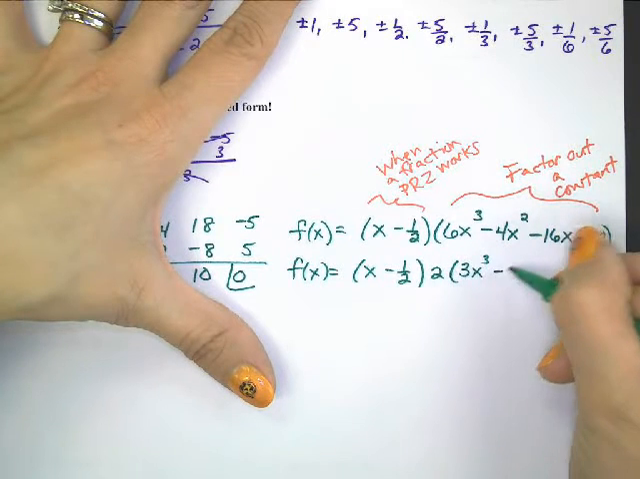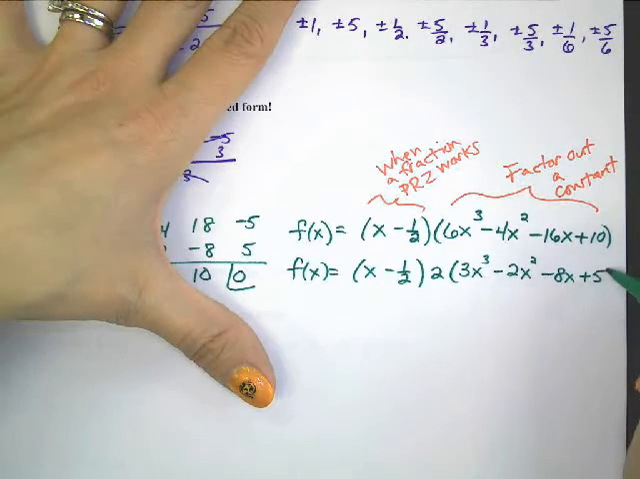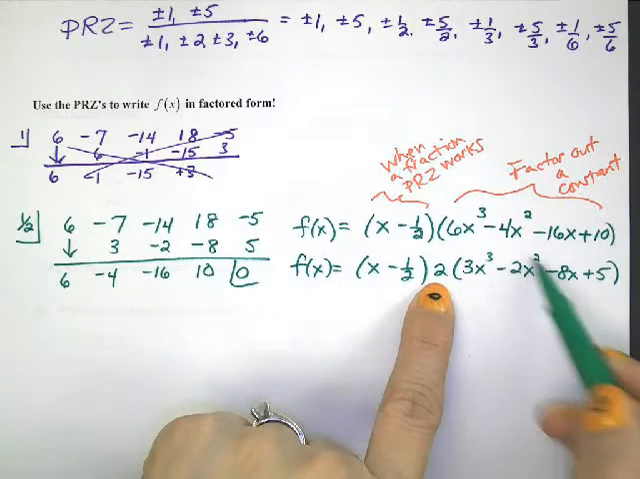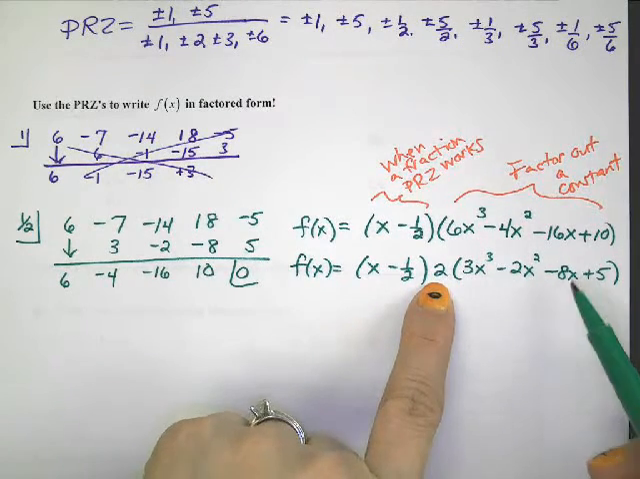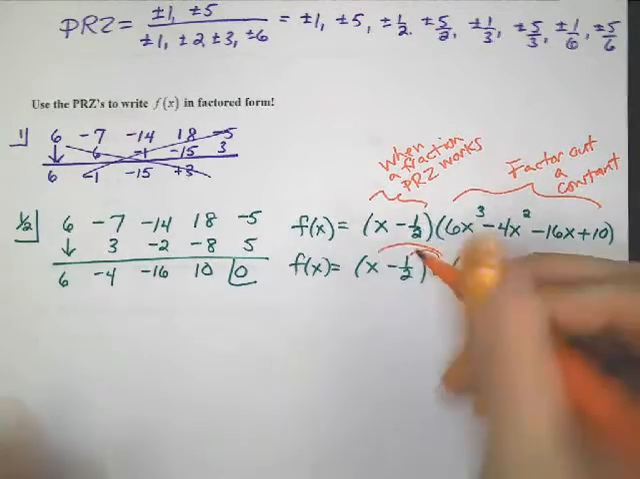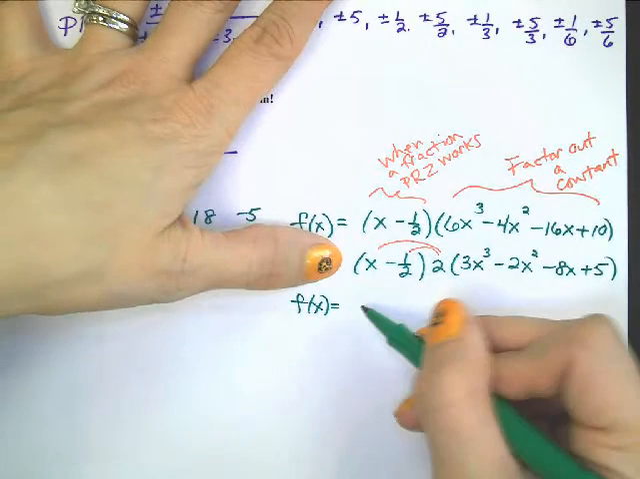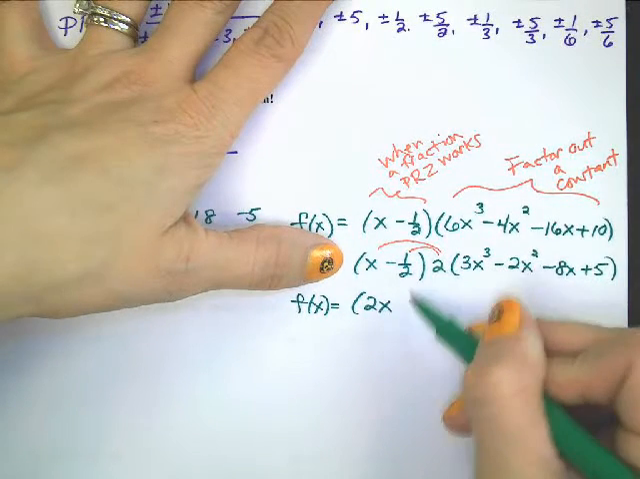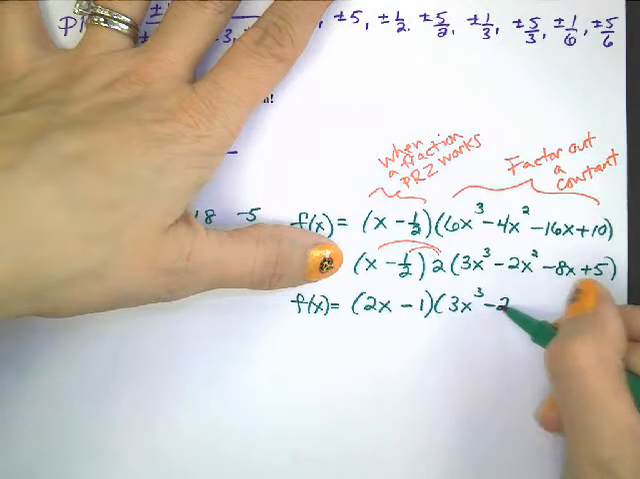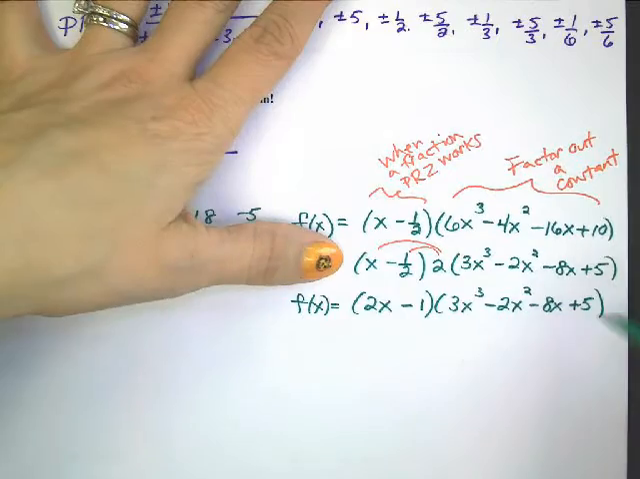3x cubed minus 2x squared minus 8x plus 5. So whenever a fraction works, you're going to take a moment to factor a constant out from this quotient, and then guess where you distribute it. You're going to distribute it into this binomial right here, and it's going to be exactly what you need. So look at this. 2 times x is 2x minus 1. And then our cubic is 3x cubed minus 2x squared minus 8x plus 5.